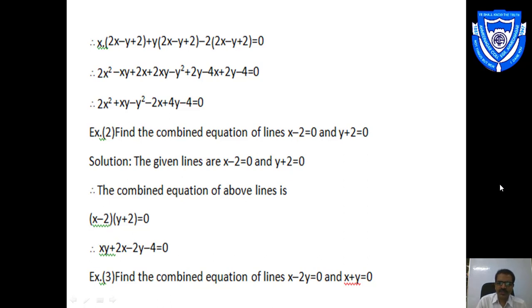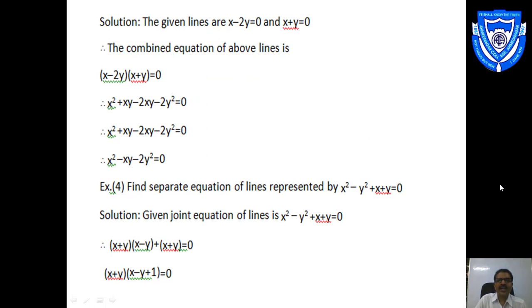Find the combined equation of the lines x minus 2y is equal to 0 and x plus y is equal to 0. Again, to obtain the combined equation of these two lines, take the product of their separate equations. So we get the combined equation x minus 2y into x plus y is equal to 0. Take the product of these two binomials, x minus 2y and x plus y. The product is x square plus xy minus 2xy minus 2y square is equal to 0.